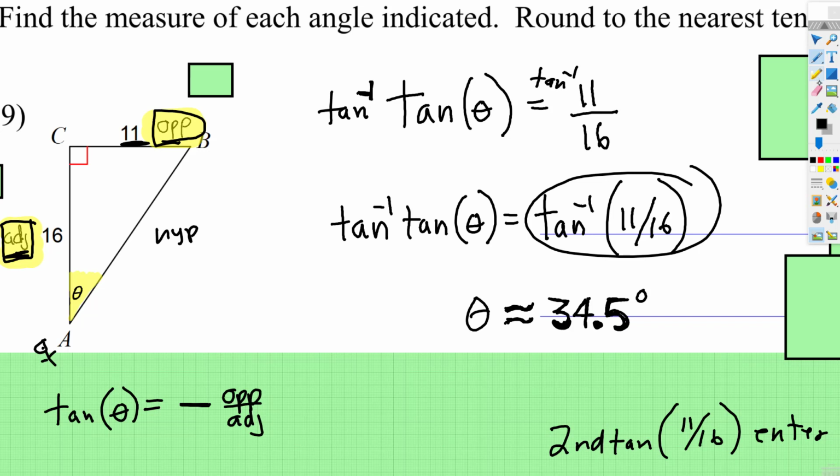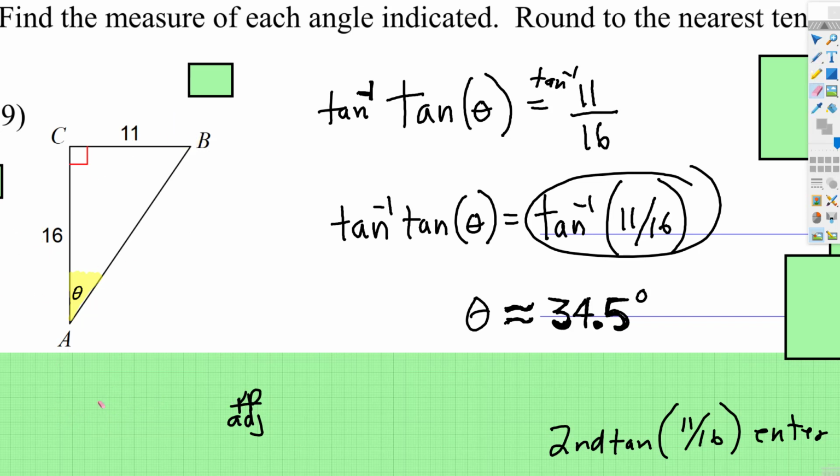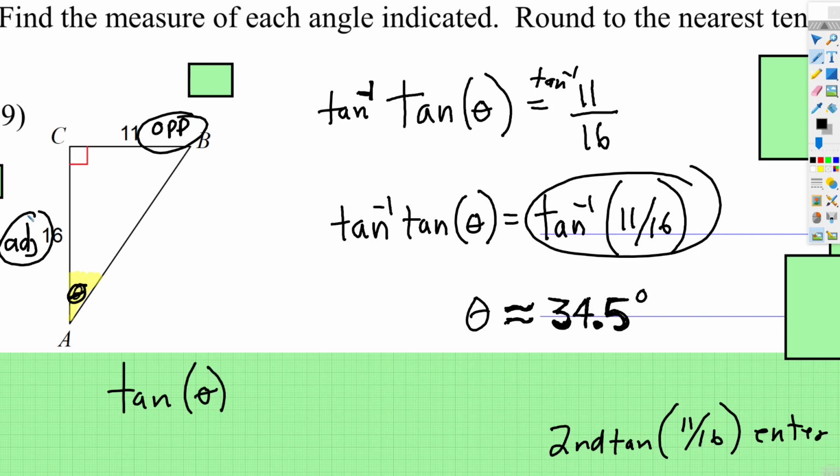But the really key thing, I cannot emphasize this enough, the very, very key thing is from wherever the theta is, from the viewpoint of the theta, make sure you're labeling and then come up with the trig function that uses those sides that are given. It's always the given sides that you want to think about. All right, that's it for this one.